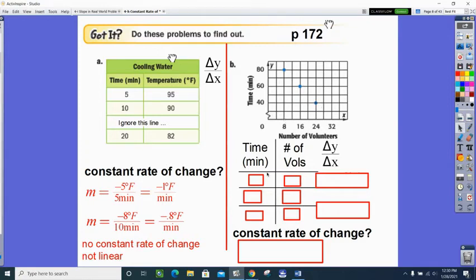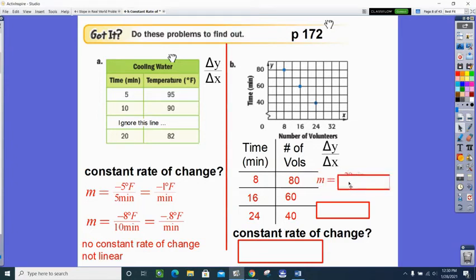So basically what I'm going to do is write these points in a table. So 8 comma 80, see that? 8 comma 80, 16 comma 60, and 24 comma 40, right? So now I'm going to calculate the slope between the first 2 points, the rate of change. 60 minus 80 over 16 minus 8. And when I do that, I get negative 20 minutes for 8 volunteers.